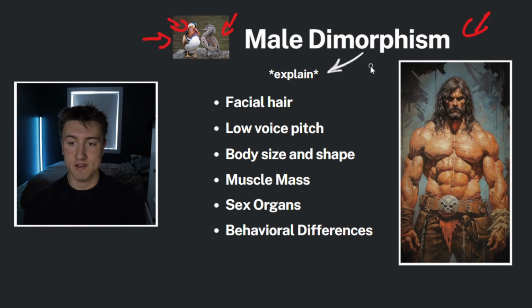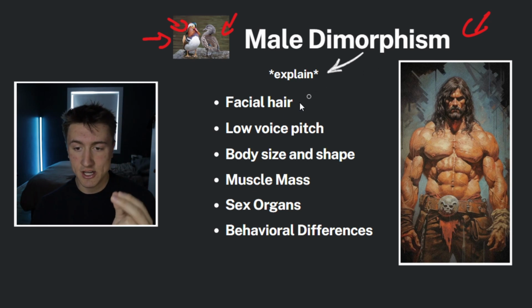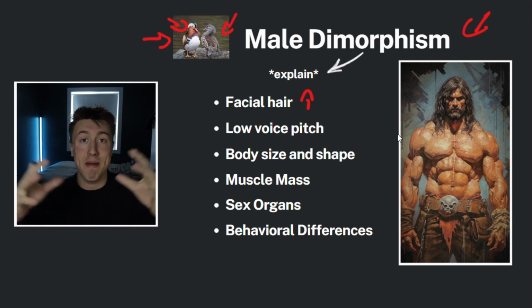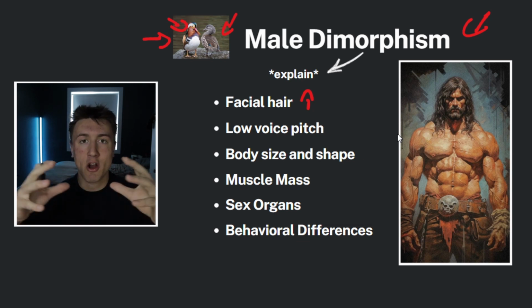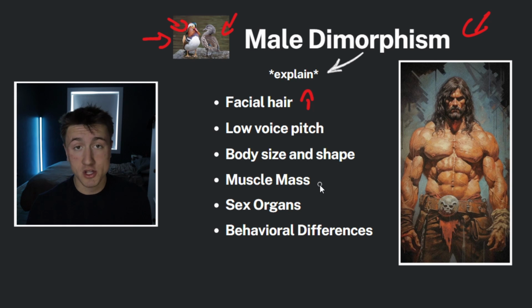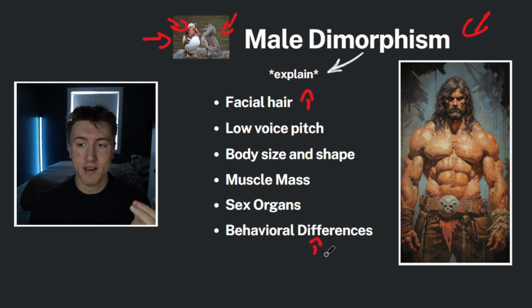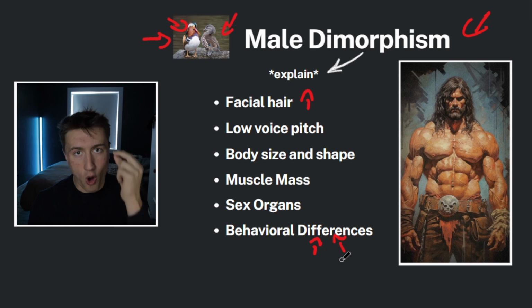And male dimorphism in the human species is basically having facial hair, a low voice pitch, body size and shape. So basically having a bigger body, a bigger bone structure, having more muscle mass, having a penis, and there are differences in the way we act. And I believe that's one of the most important dimorphic traits that we have. This is basically the influence of testosterone on your body, on your mind.